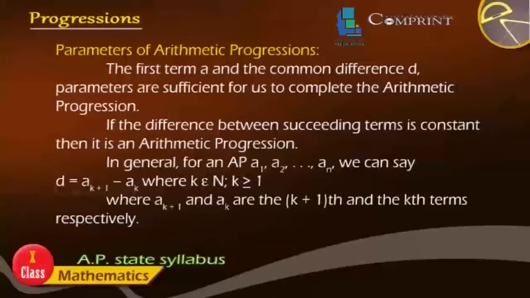The first term a and the common difference d are sufficient for us to complete the arithmetic progression. If the difference between succeeding terms is constant, then it is an arithmetic progression. In general, for an AP a1, a2, and so on, an, we can say d is equal to a(k+1) minus ak, where k belongs to N, k is greater than or equal to 1, where a(k+1) and ak are the (k+1)th and the kth terms respectively.